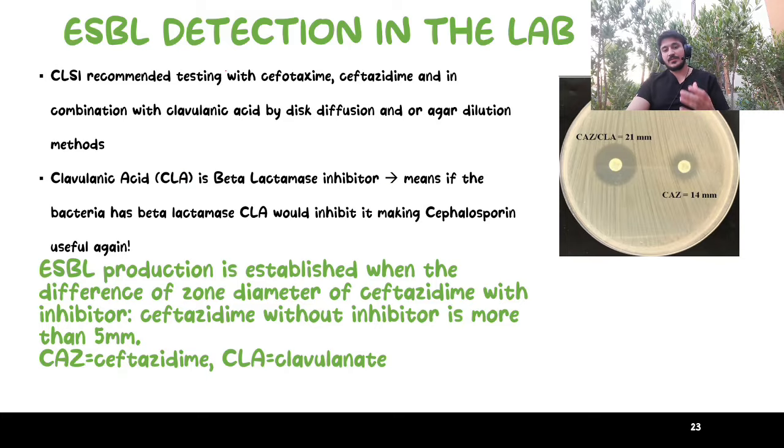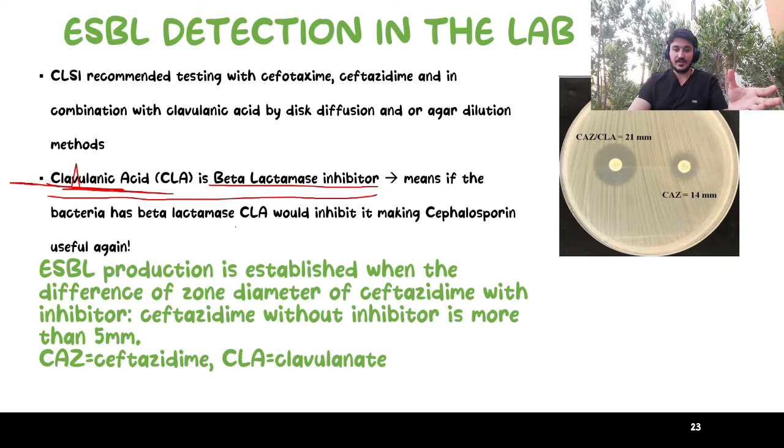So what's the solution for this? We add a beta-lactamase inhibitor, which is clavulanic acid, for example. It's a beta-lactamase inhibitor, which will inhibit the beta-lactamase of the bacteria, allowing the cephalosporins to work again.